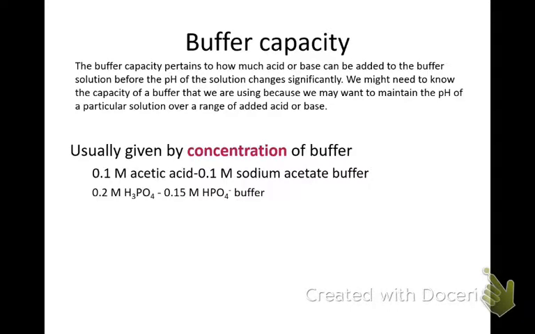Some idea of the buffer capacity is given by the concentration of the buffer components. So for example, 0.1 molar acetate buffer, or 0.2 molar phosphoric acid, 0.15 molar hydrogen phosphate buffer. If the concentration of the buffer is larger, then there are more weak acid and conjugate base molecules to be able to absorb the extra H3O plus or OH minus. A buffer that has a lower concentration won't be able to resist the pH change as effectively.